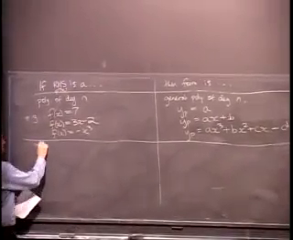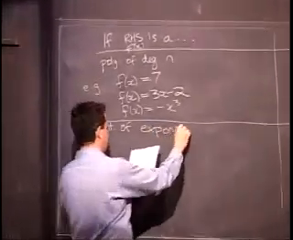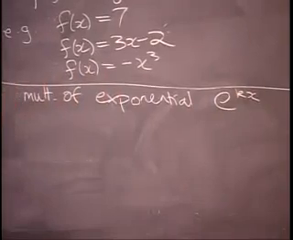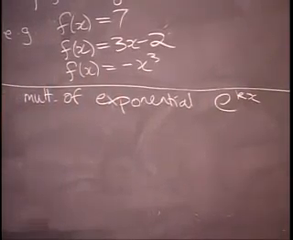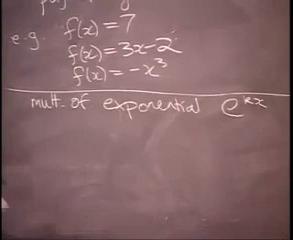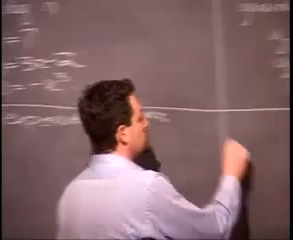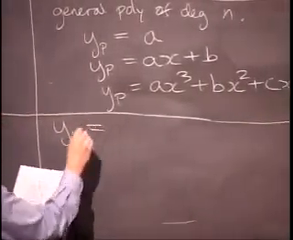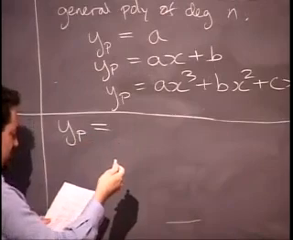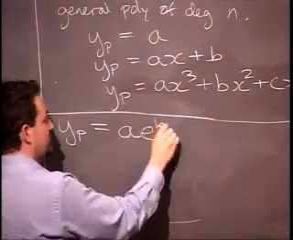Suppose it's a multiple of an exponential, e to the kx, where k is some particular number. So the right-hand side of the original differential equation is an exponential, or a multiple of an exponential. Well, then the form should be yp is equal to some constant. I guess I've called it capital C. That was pretty dumb. Let's call it a, e to the kx.